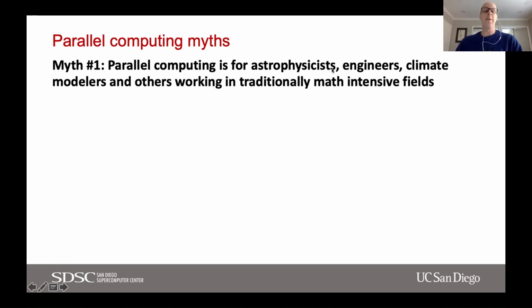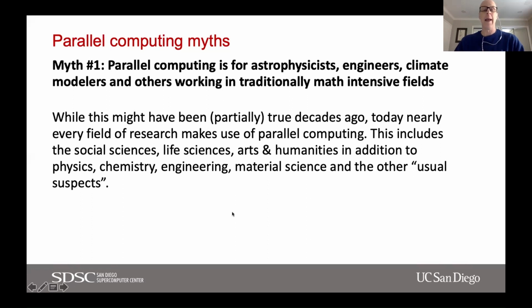So I want to dispel a few of the myths surrounding parallel computing. And the first one is that parallel computing is for astrophysicists, engineers, climate modelers, and others who are working in traditionally math-intensive fields. And while this might have been partially true decades ago, today nearly every field of research makes use of parallel computing. And this includes the social sciences, life sciences, arts and humanities, in addition to physics, chemistry, engineering, material science, and the other domains that we refer to as the usual suspects.